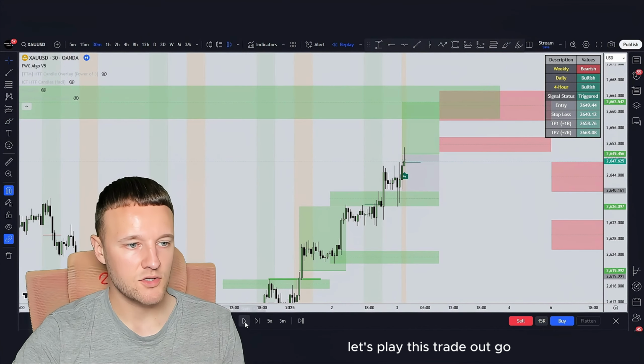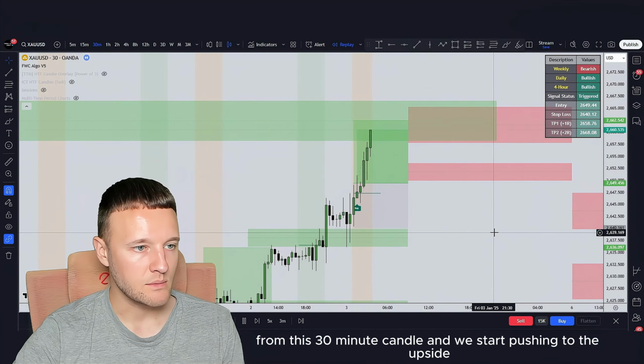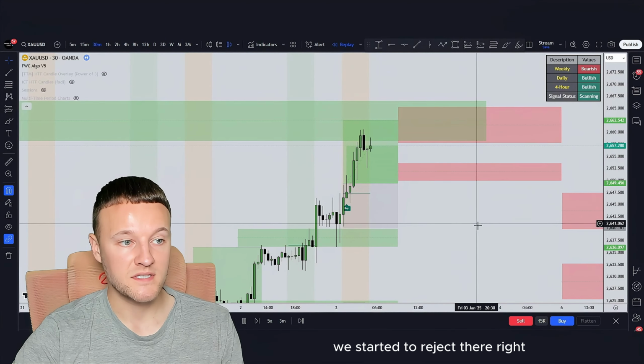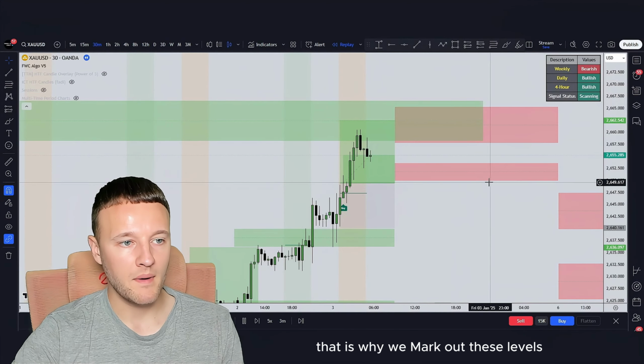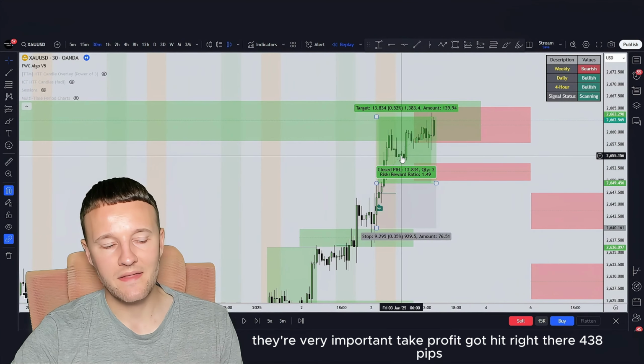Let's play this trade out. Go, we reject, grab liquidity over here from this 30-minute candle, and we start pushing to the upside. Now you can see as soon as price tapped into that area, we started to reject there, right? That is why we mark out these levels. They're very important. Take profit got hit right there for 138 pips.